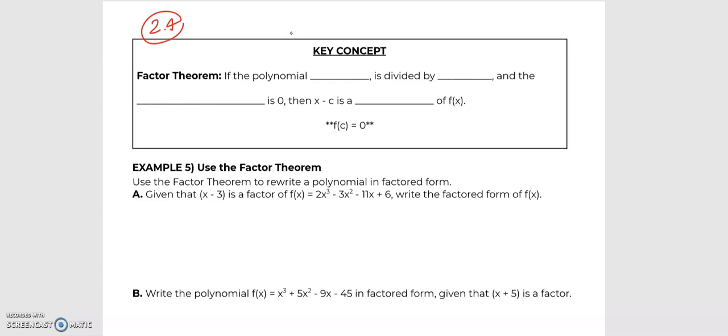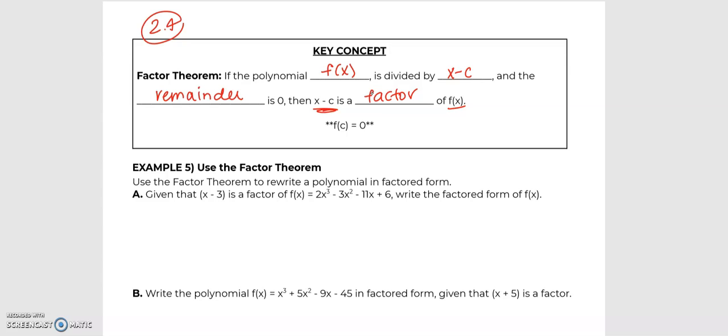The factor theorem: if the polynomial f of x is divided by some binomial, let's call it x minus c, and the remainder is 0, then we know that binomial, x minus c, is a factor of the polynomial f of x.